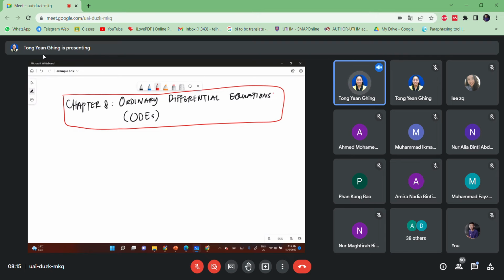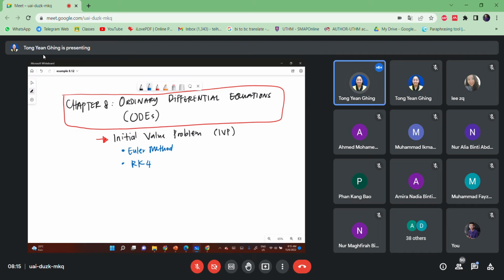So for the ODE, we have two types. The first one is initial value problem, and in short form, we call it IVP. These initial value problems, we can solve using the Euler method, and the second one is using RK4.